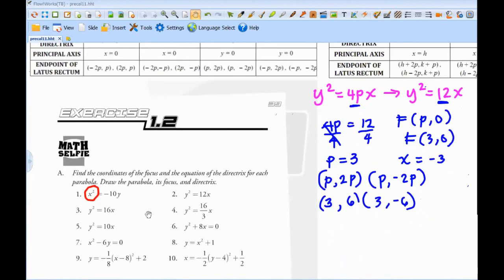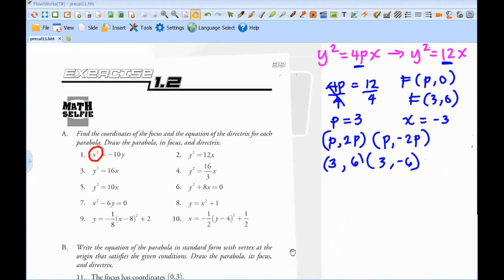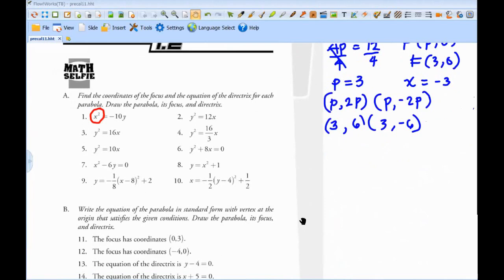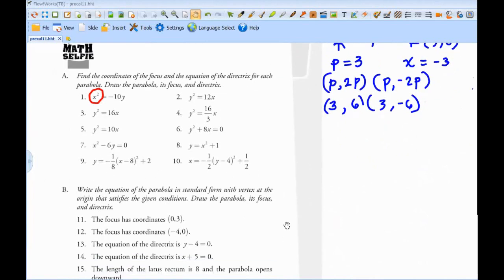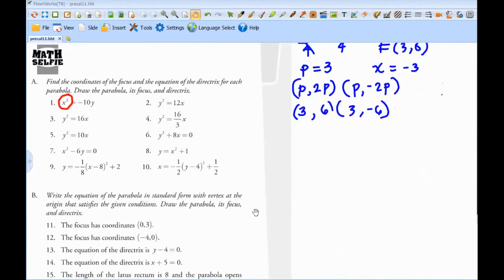Okay, so you know what to do with this. Okay, now let's go with number 9 and number 10. So we have to take care of 9 and 10 because they are on other cases. Okay, so when we have this, let's start with number 9.